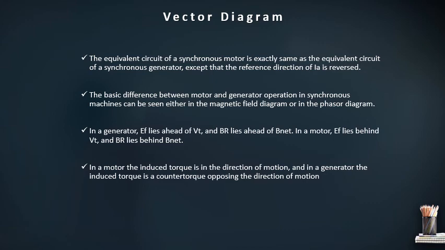In a generator, EF lies ahead of VT and BR lies ahead of BNet. In a motor, EF lies behind VT and BR lies behind BNet. In a motor, the induced torque is in the direction of the motion, and in a generator, the induced torque is the countertorque opposing the direction of the motion.